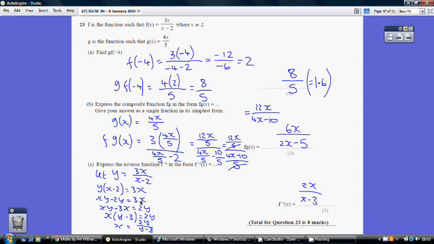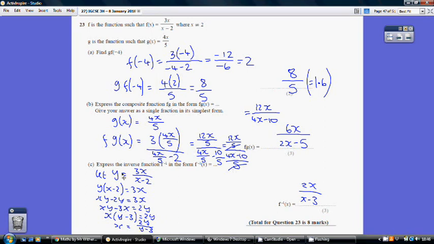You need to get all your x's, all the terms with x on one side and all the terms without x on the other. So I've taken away 3x and added 2y. So all my x terms are on the left, my y terms are on the right. I've then factorised my left hand side, divided by y minus 3, and I've changed the subject. I've now got x equaling 2y over y minus 3.